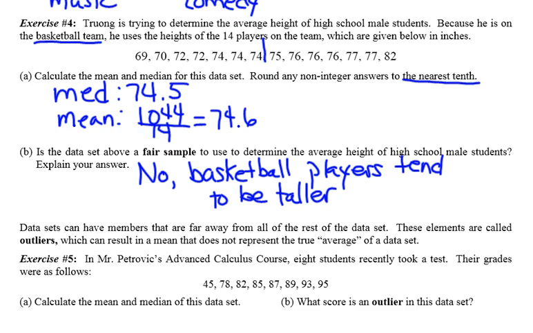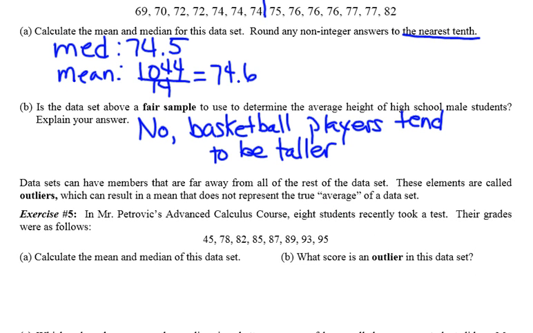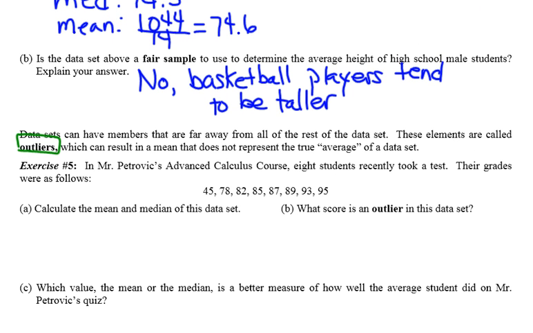Okay, outliers are numbers which do not represent the true average, so they're usually far away, right? So there's another vocabulary word. So I want you to calculate the mean and the median, and then I want you to talk about outliers. So again, pause the video and then come back and check.